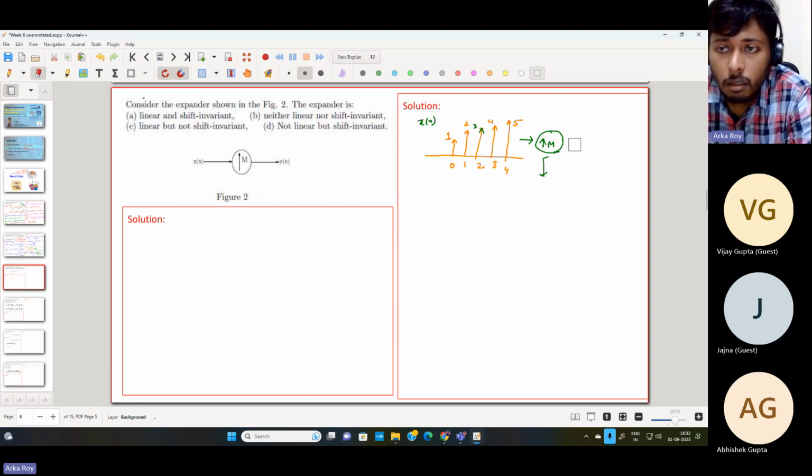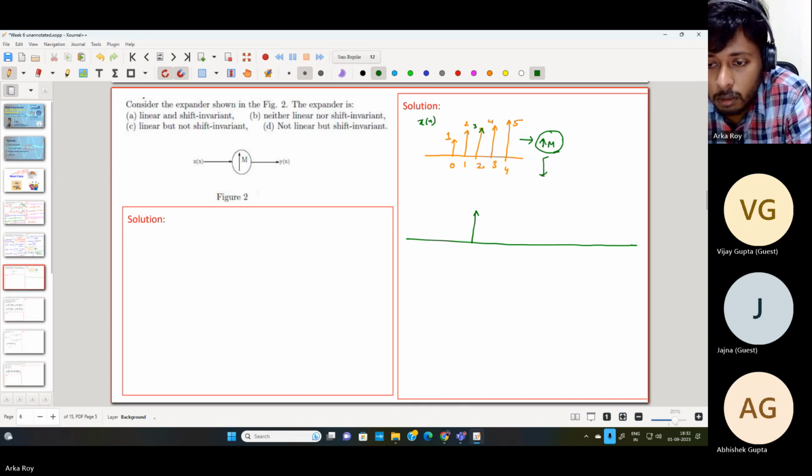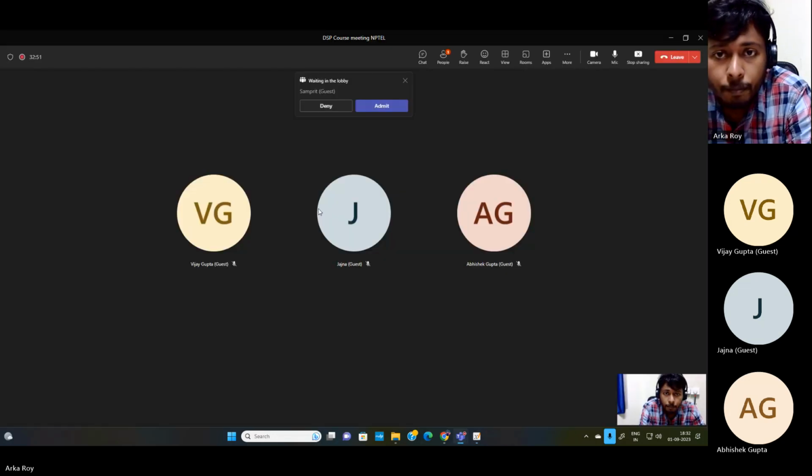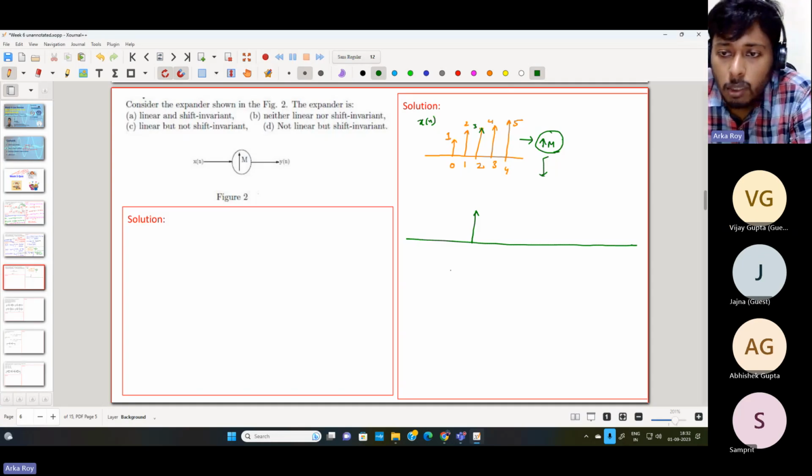So if I use an upsampler for this particular case, I will get something like this. At the zeroth location, the value will be the same. This is 1. And there will be M minus 1 zeros. So at the Mth location, I will get the second value.